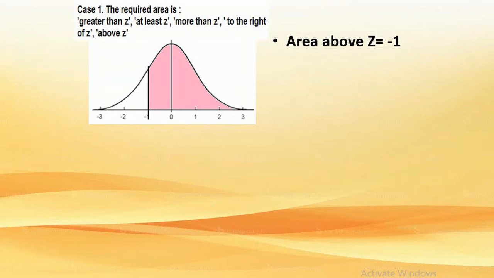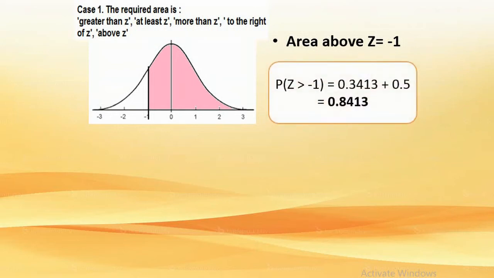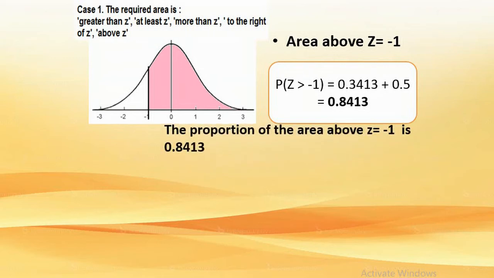So P(Z > -1) is equal to 0.3413 plus 0.5, which is equal to 0.8413. The proportion of the area above Z = -1 is 0.8413.